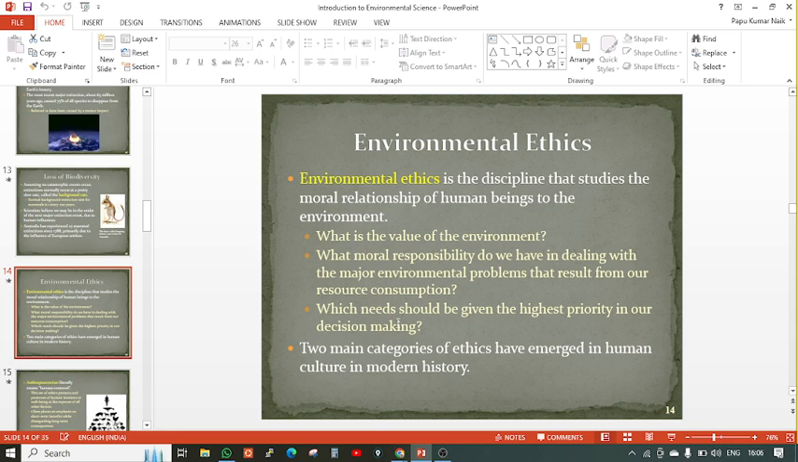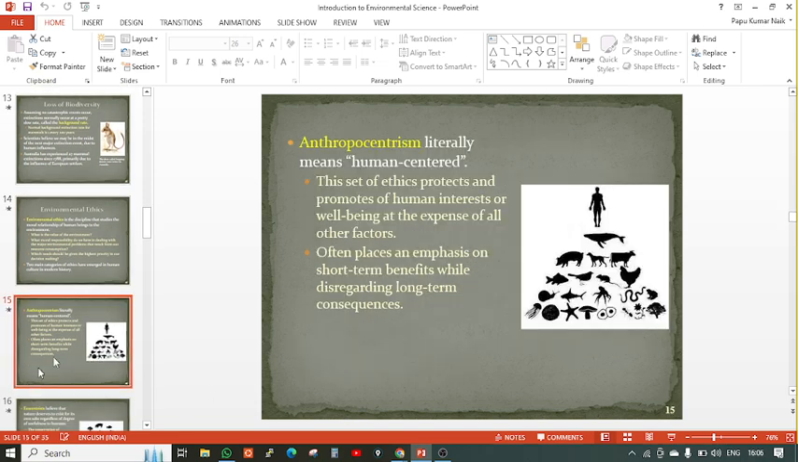So two main categories of ethics have emerged in modern history. कौन सा ethics है? Anthropocentrism, that means human centered. This set of ethics protects and promotes human interest and well-being, and often places emphasis on benefits, like the consequences. ये एंथ्रोपोसेंट्रिज्म क्या बोलता है? Human is superior among all living organisms present on the earth. मतलब human's decision is the final decision, no one rules over humans. This is anthropocentrism. What you create must be beneficial to humans, and may or may not be beneficial to other organisms. So human centric is called anthropocentrism ethics.